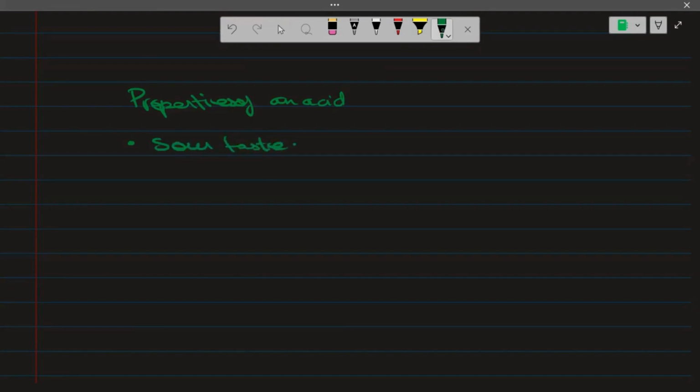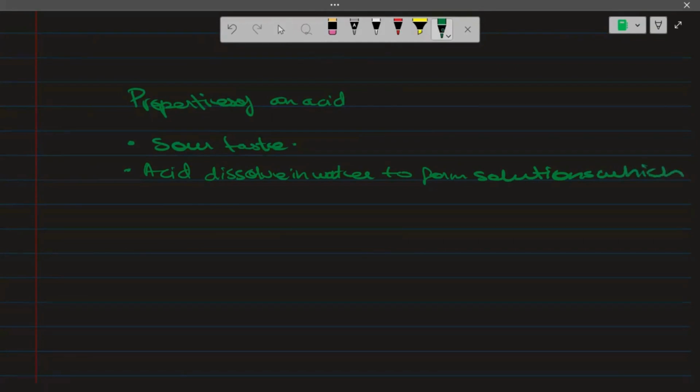And the second property of an acid is that acids dissolve in water to form solutions which conduct electricity. Okay, so acids dissolve in water to form solutions which conduct electricity. You have to write these notes. I hope that you are noting.